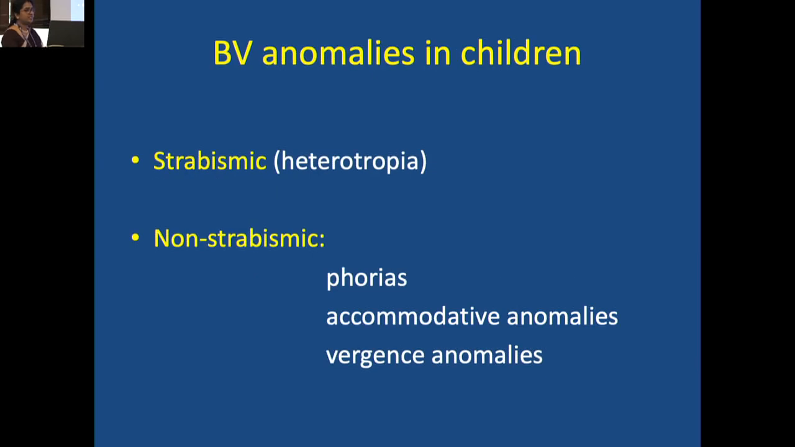Binocular vision anomalies in children can be broadly classified as strabismic and non-strabismic. I'll not be talking about strabismic anomalies in this session. We'll rather touch upon more of the non-strabismic ones, which again include phorias, heterophorias, accommodative anomalies, and vergence anomalies.